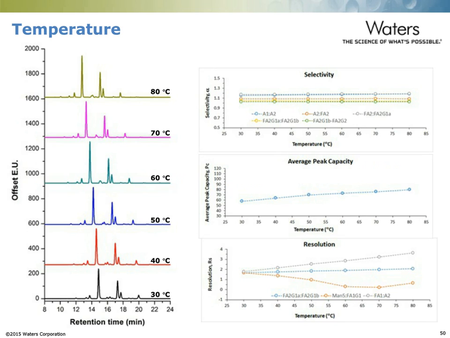So if we start first with temperature, and we look at the impact of temperature, we can see that as we adjust temperature, we really have very little impact on the selectivity of the separation, so all the components elute in the same order. We do see, as we increase temperature, that we improve our peak capacity, and we also improve the resolution. In this case, picking just 3 critical pairs within that separation, where we're getting varying amounts of either improvement or maybe even loss of resolution. So temperature certainly plays a role in the resolution of the separation.